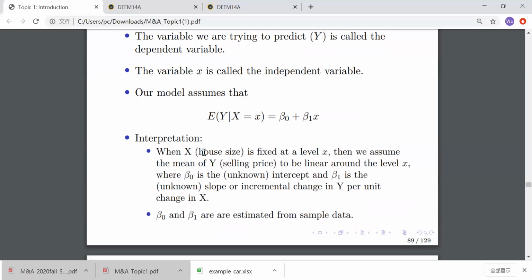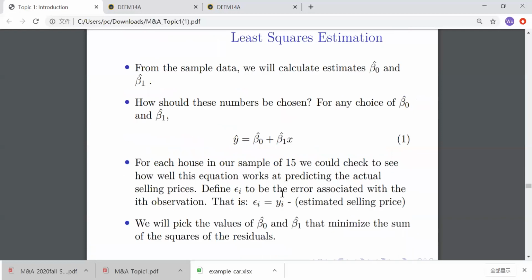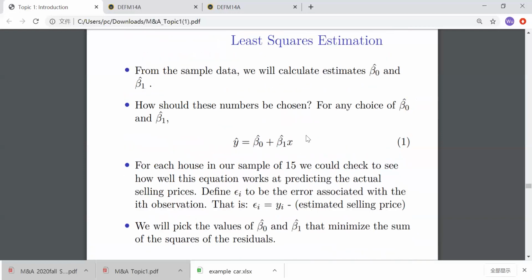Here, in our model, beta 0 is the intercept. In other words, it's a constant. And beta 1 is the incremental change in y per unit of change in x. In other words, it's the sensitivity of y to x. And beta 0 and beta 1, we estimate them from sample data, historical data.